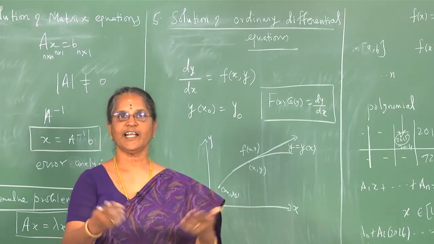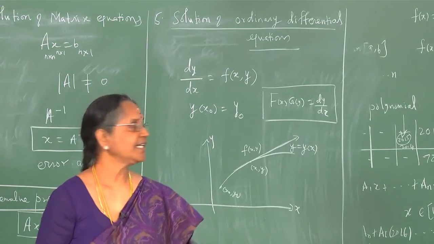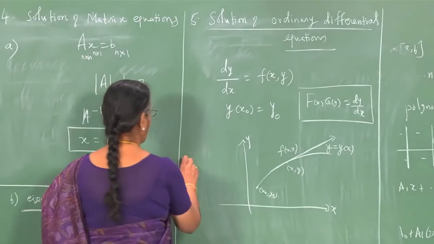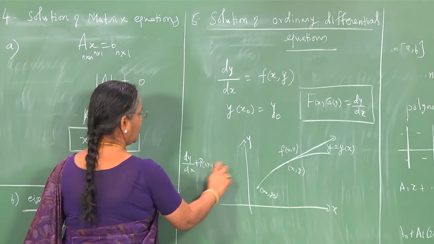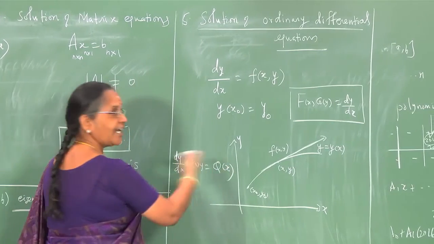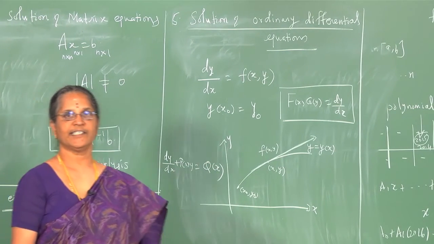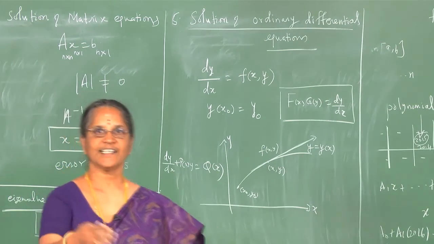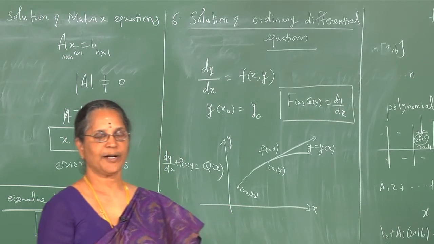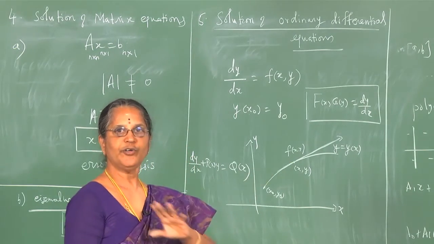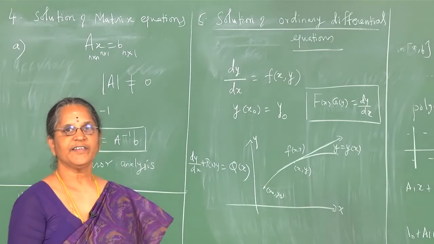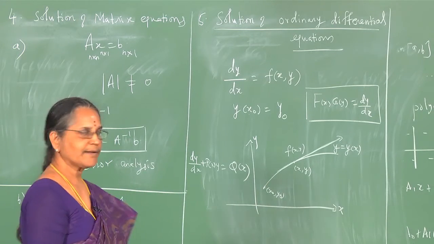If it is a linear Lagrange differential equation, say of the form dy by dx plus p of x into y equal to q of x, then again you know how to get an integrating factor, make it exact, and then get the solution of this problem. So there are special cases where you will be able to analytically solve the first order differential equation.